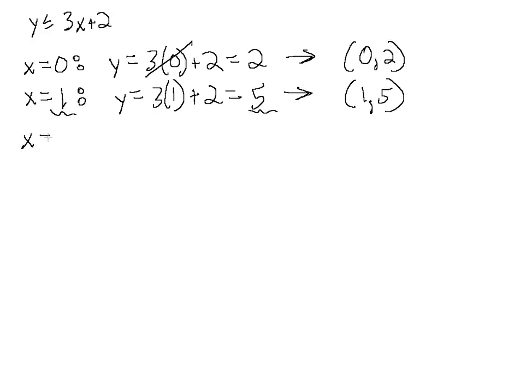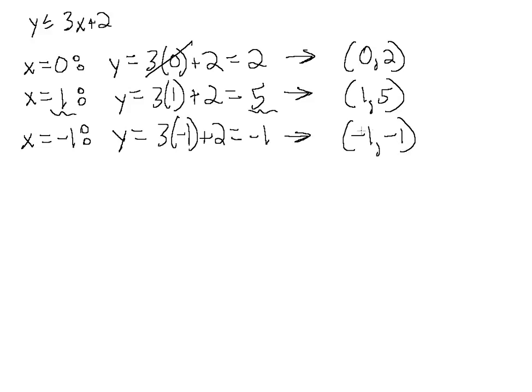Let's pick out one more simple one. Let's get a taste of the negative side. So we have x equals negative 1. So y equals 3 times negative 1 plus 2. 3 times negative 1 is negative 3. Negative 3 and positive 2 gives us negative 1. So we have the third point, (-1, -1).